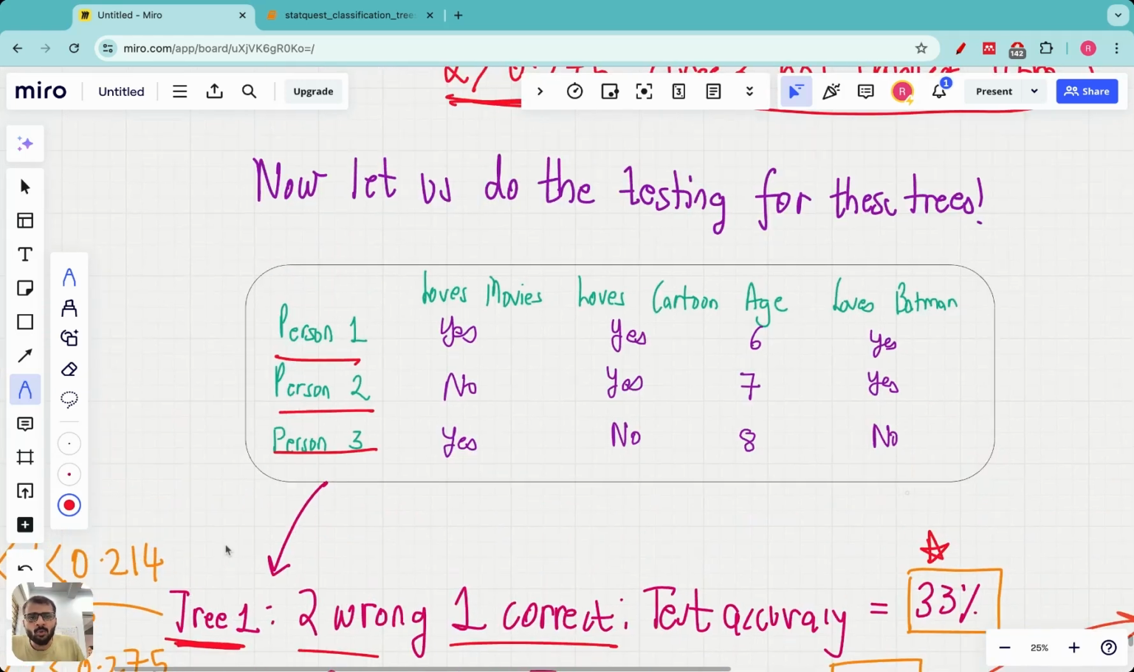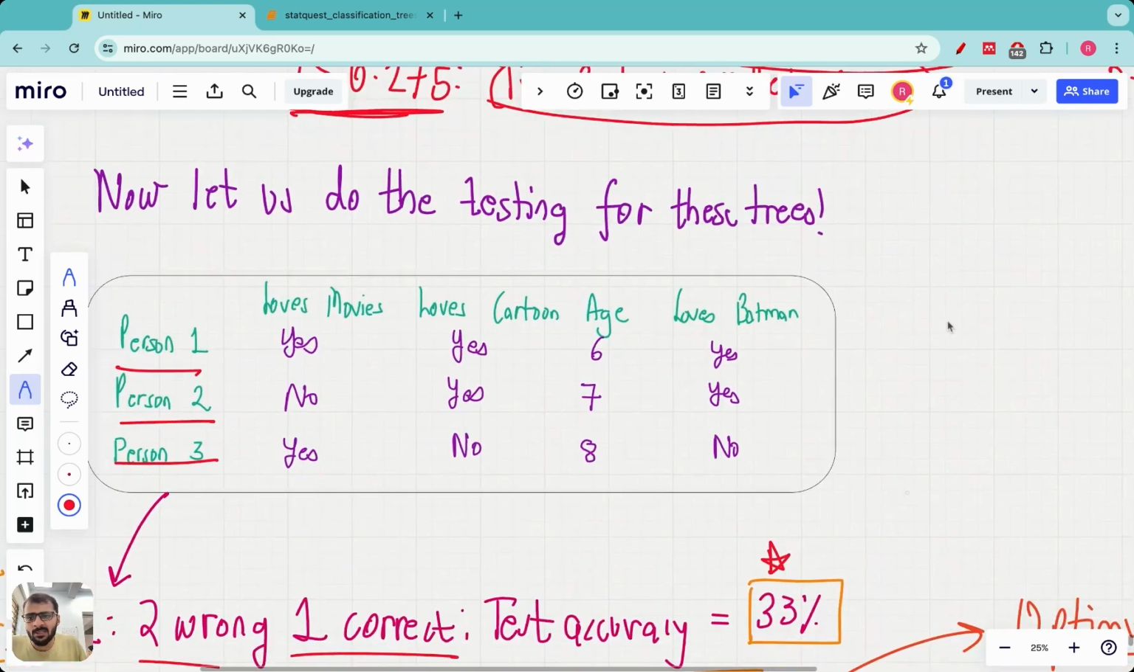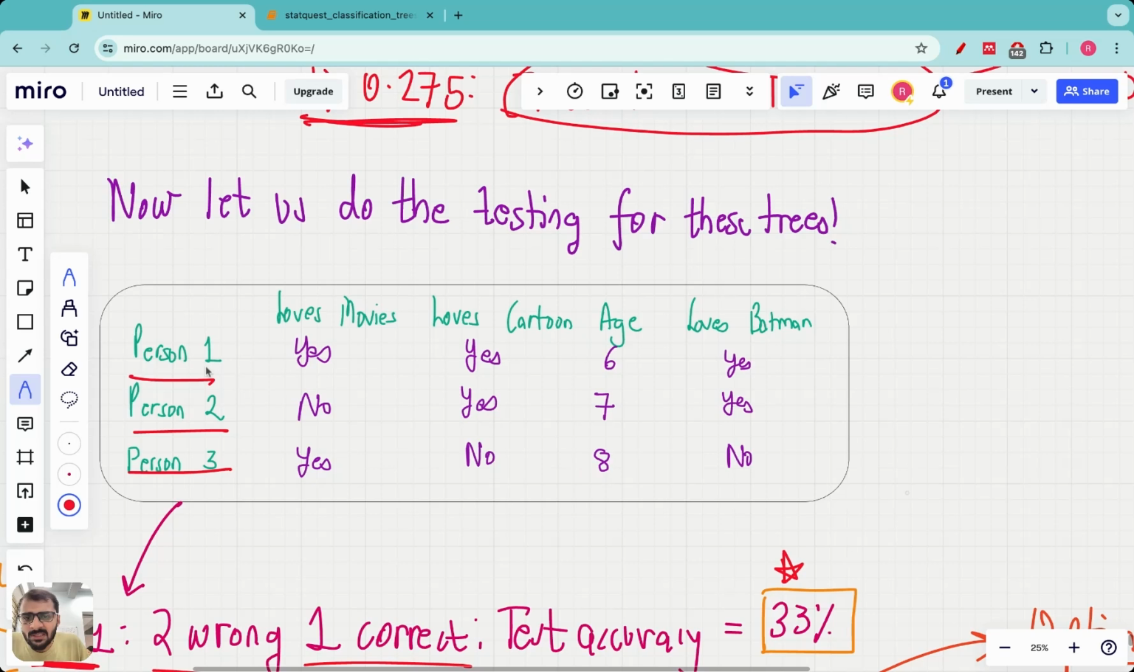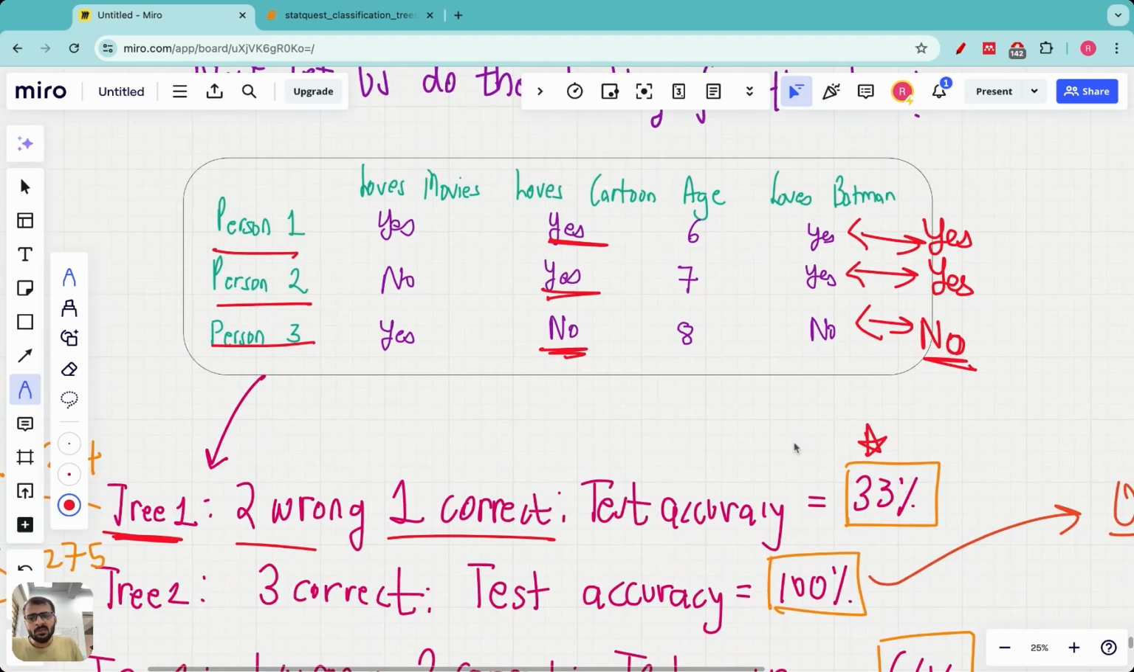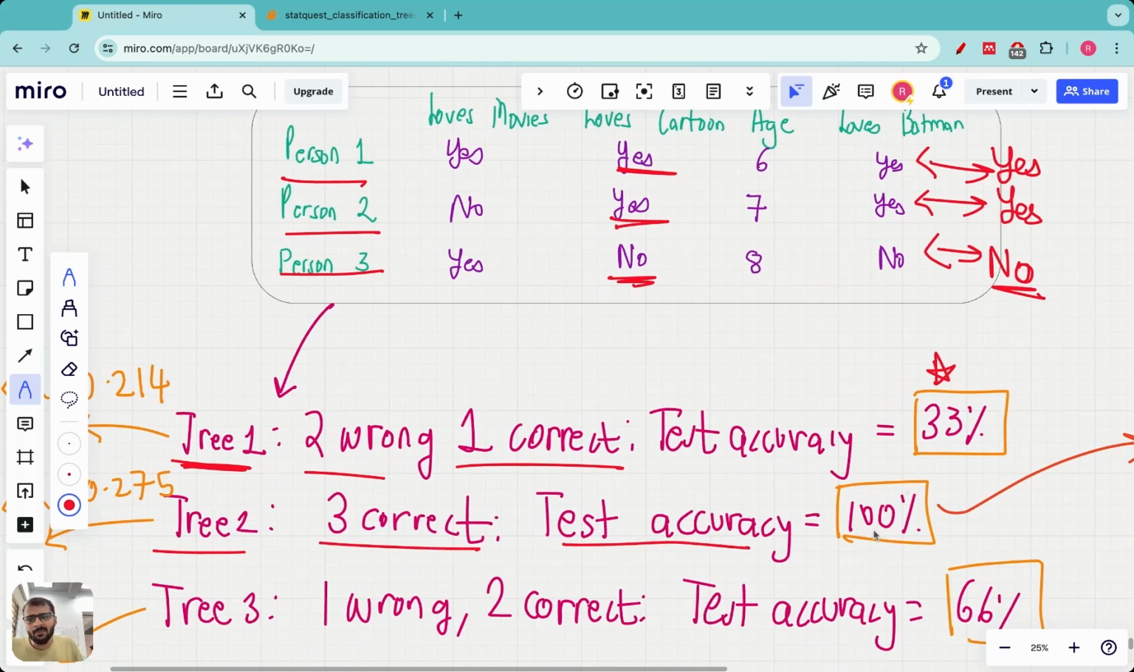Now let's look at tree number 2. Tree number 2 says that if the person loves cartoons, they love Batman. If they don't love cartoons, they do not love Batman. So let's look at person 1, 2, and 3. Person 1 loves cartoons, so tree number 2 will say that they do love Batman. Person 2 also loves cartoons, so tree number 2 will say that they do love Batman. Person 3 does not love cartoons, so we are going to say that they don't love Batman. If you compare this with the actual answers, you will see that all of them are correct. So tree number 2 has all three correct, and hence the test accuracy for tree number 2 is actually 100%.